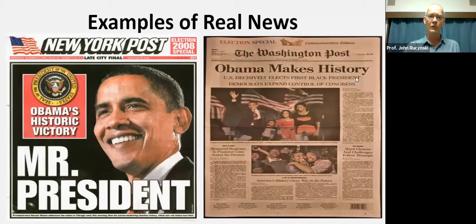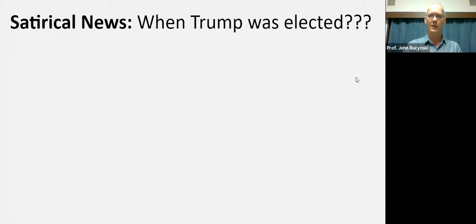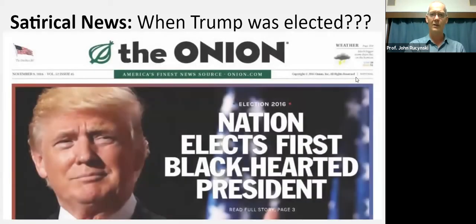So here would be real news. For example, when Obama was elected president, we saw headlines like Obama makes history, first black president. Now, when Trump was elected in 2016, The Onion had a different headline, first blank president. Does anyone know? That was: Nation elects first black-hearted president. Okay, so this would just be an example of satirical news. So we're making a joke about the real news, sometimes political, but not always.